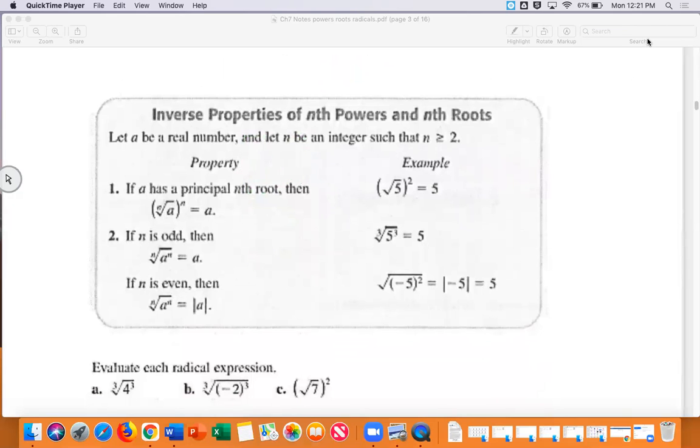Okay, inverse properties of nth powers and nth roots. The way I look at this, it's going to seem kind of silly. Basically, I'm going to break it down for you. All right, what I do is I'm going to use my hand. I typically use my right hand, doesn't matter. But I put my thumb on the number that's in the square root. It's going to seem weird here. And I put my finger on the power of A, and I'll rotate my hand up like this. Okay, let me show you what I mean by that.